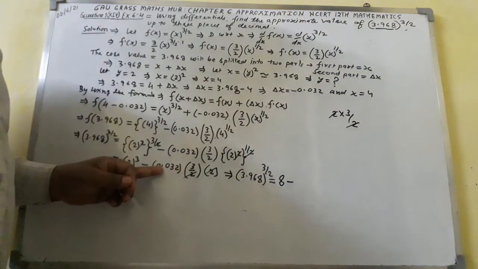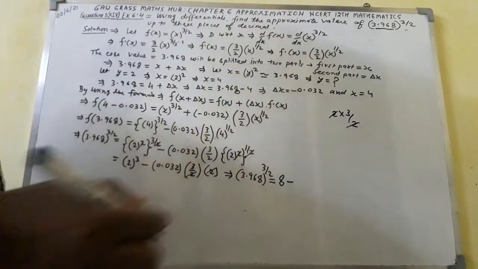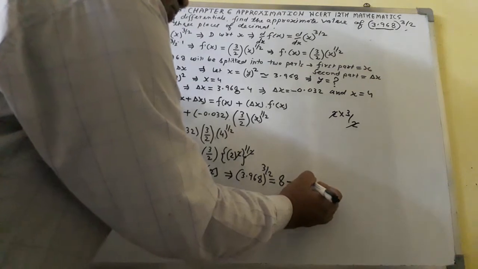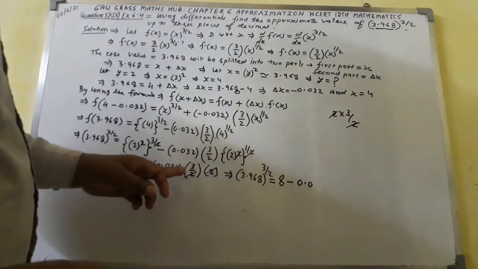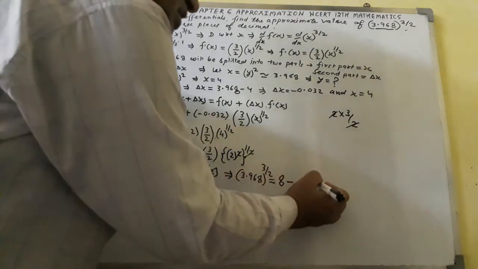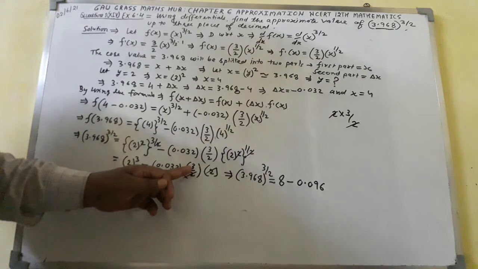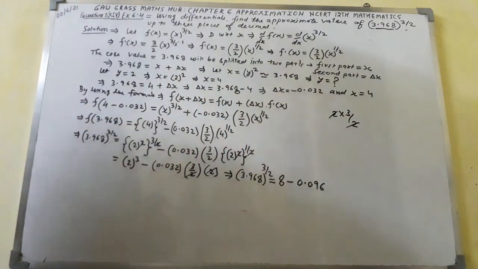So here 0.032 will be multiplied by 3. So we will get here 0.0. Here you get 3 2s are 6, 3 3s are 9. So here you get 96. This one, 3 2s are 6, I have written. 3 3s are 9, 9 I have written. So this thing we will get.